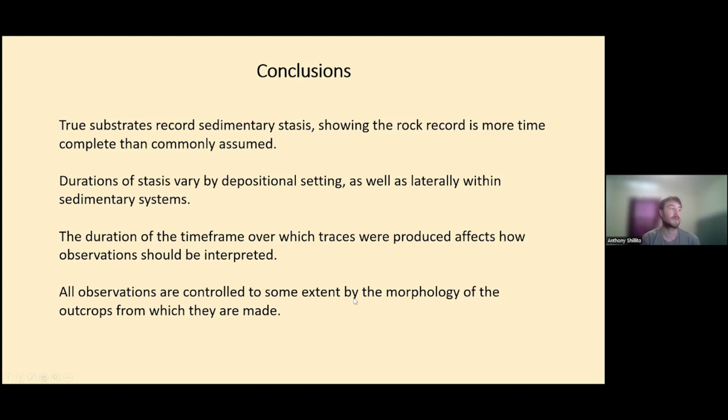And then finally, all observations are controlled to some extent by the morphology of the outcrops from which we're making these observations. And so we should be reporting outcrop style, morphology, quality, and cover whenever we're reporting ichnological observations, because all of these factors affect the observations that we can make and how representative they are of the formation as a whole.